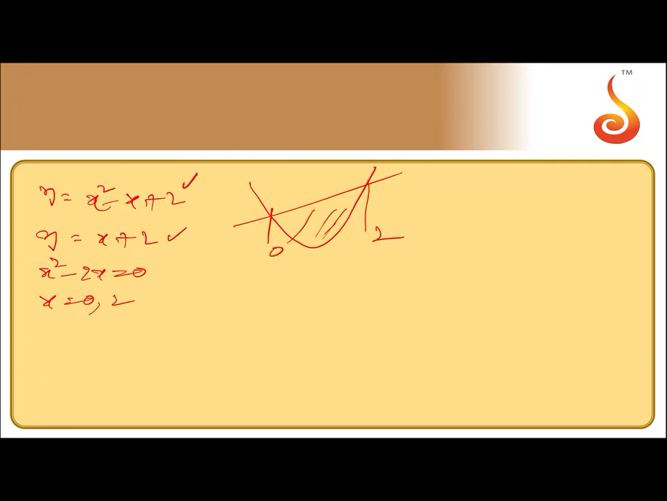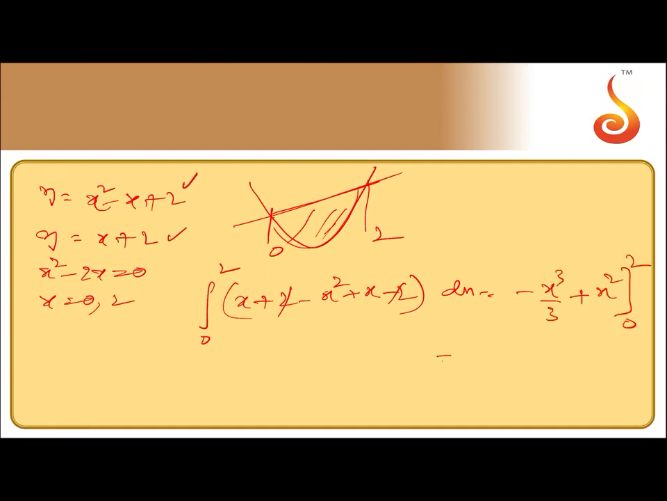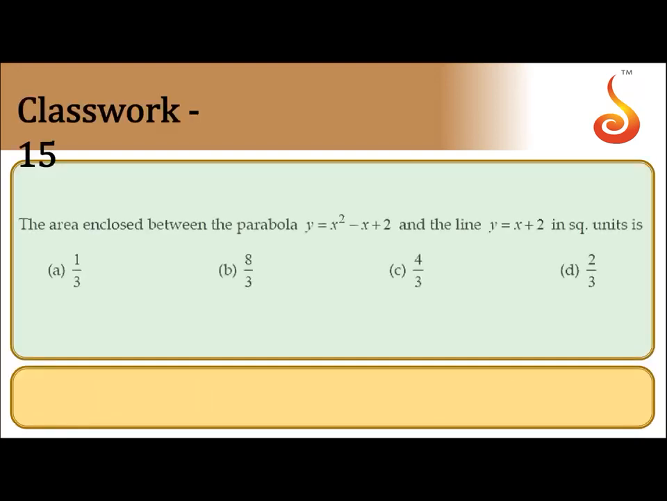And the area bounded by these two curves is straight line minus the parabola. So the area is nothing but the straight line minus parabola. So 0 to 2, x plus 2 minus of x square minus x plus 2, into dx. Of course, here 2 gets cancelled, minus x square plus 2x. And that is equal to minus x cube by 3 plus x square, limits from 0 to 2. So minus 8 by 3 plus 4, that is equal to 4 by 3. So the answer is 4 by 3.